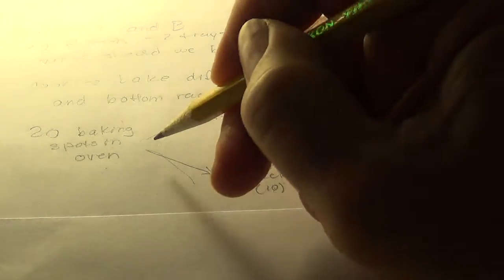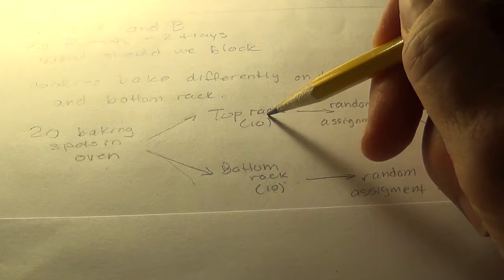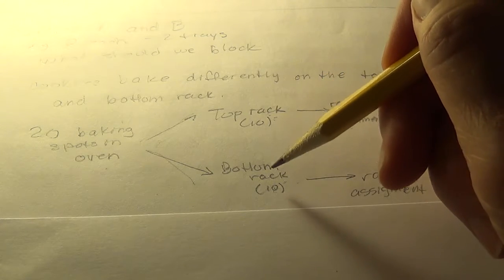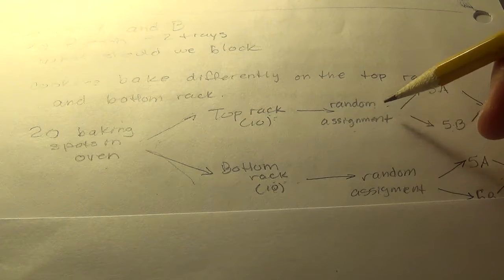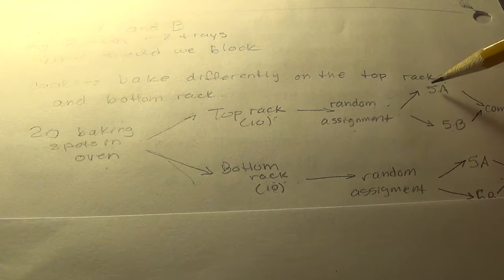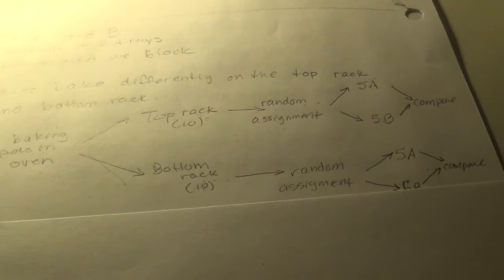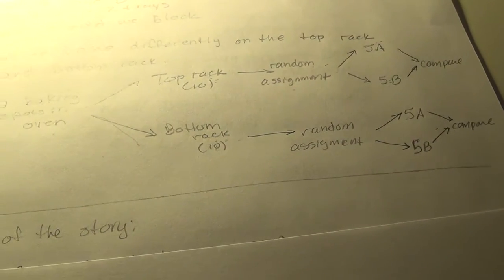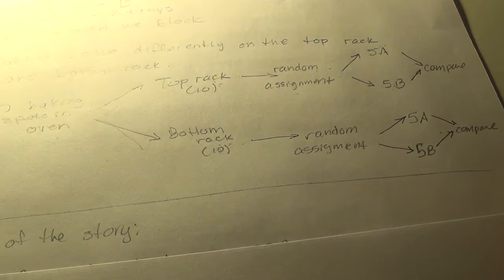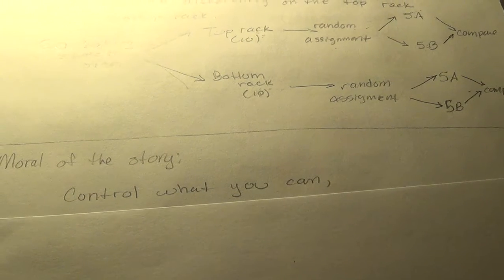So right here, this was not randomly decided. We are going to pick 10 baking spots for the top rack and 10 baking spots for the bottom. The randomness came when we decided which 5 cookies from A would be on the top and which 5 cookies from B would be on the top, and similarly on the bottom. So, the moral of the story is that when you're doing an experiment, you want to control what you can.